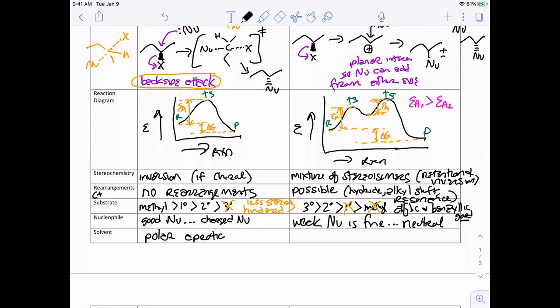And then over on our SN1 side, we want polar protic solvents. That's going to stabilize my intermediate. The intermediate is the product of my rate determining step. So we're stabilizing the product, that's a good thing.